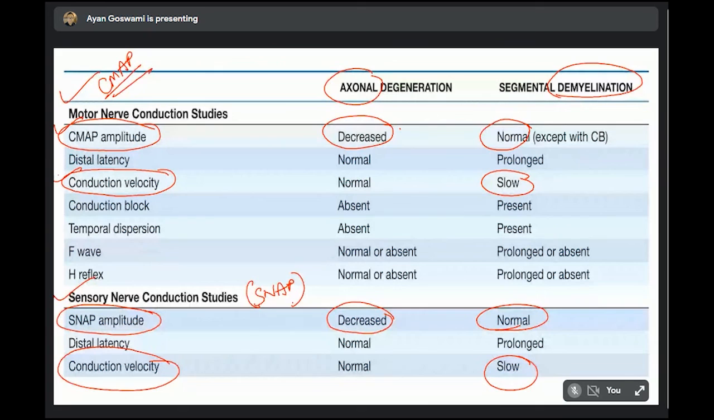C is completely unmyelinated, right? A delta is slightly myelinated and C is completely unmyelinated. Clear?